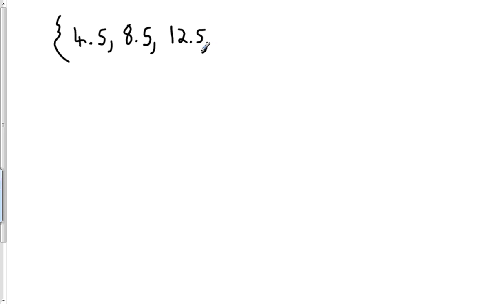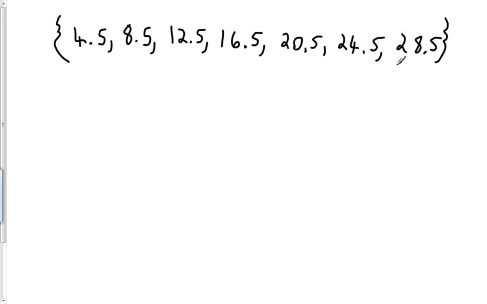The next one will be 12.5. I have the 12.5, and I'll have the 16.5, make sure I get all these correct. Then I'll have the 20.5, then I'll have the 24.5, and the last one is 28.5. So this set of numbers is what I'm going to put on my x-axis, the horizontal scale, to represent my classes. Now the y-axis is going to represent frequency.